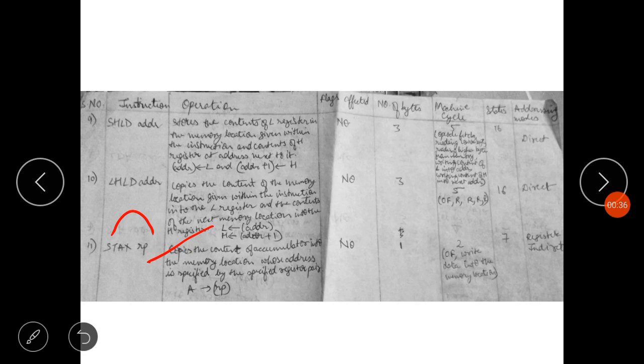It is just the opposite of STAX RP. What does LDAX RP do? It stores the content of the memory location whose address is specified by the register pair into the accumulator. Again, I am repeating. Let us take an example.